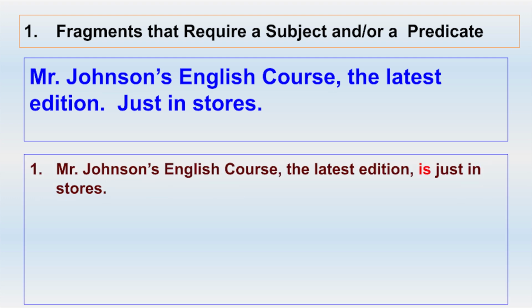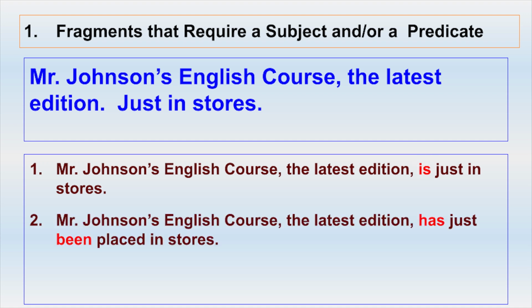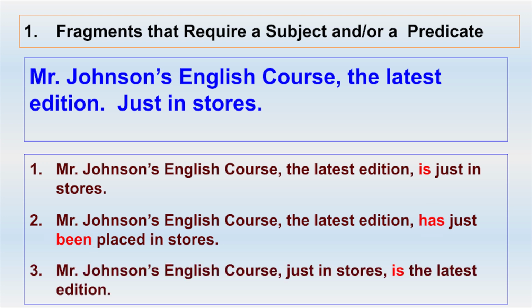A. Mr. Johnson's English course, the latest edition, is just in stores. By adding the linking verb is, we have connected the subject, Mr. Johnson's English course, the latest edition, to just in stores to complete the thought. B. Mr. Johnson's English course, the latest edition, has just been placed in stores. By adding the present perfect verb phrase has been, we have completed the thought. And C. Mr. Johnson's English course, just in stores, is the latest edition. Again, we have added the linking verb is, but have rearranged the group of words.